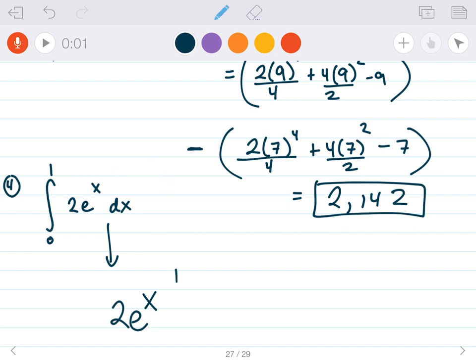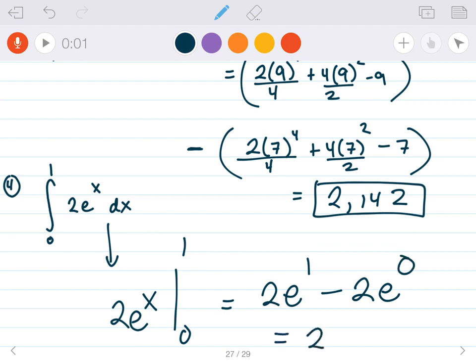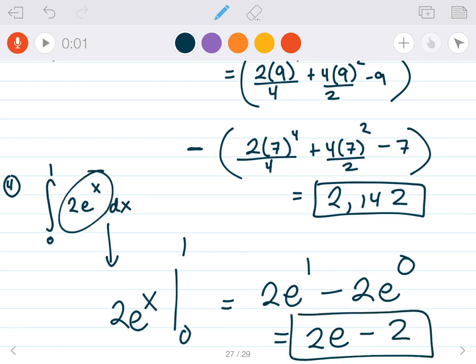And I'm evaluating from lower bound is 0, upper bound is 1. So plugging in 1 first, I have 2e to the first minus, now I'm going to plug in 0. And if I simplify this, I just get 2e minus 2 is my area under this curve from x equals 0 to x equals 1.